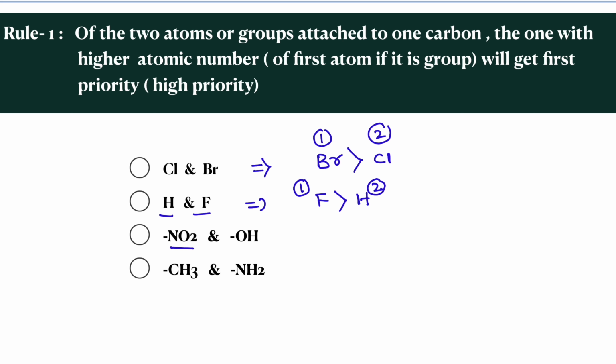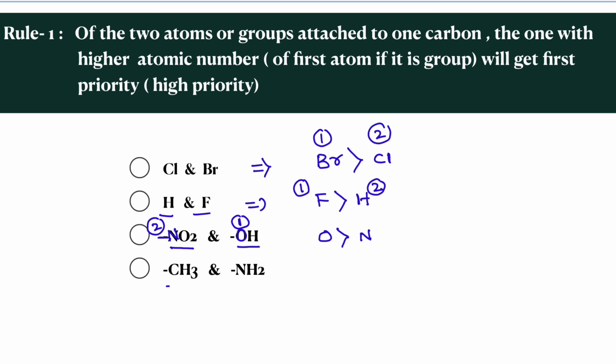In case of NO2 and OH, this is the point of attachment. Here the point of attachment is nitrogen. Here the point of attachment is oxygen. Oxygen atomic number is more when compared to nitrogen. Oxygen is 8, nitrogen is 7. So OH receives first priority, NO2 receives second priority.